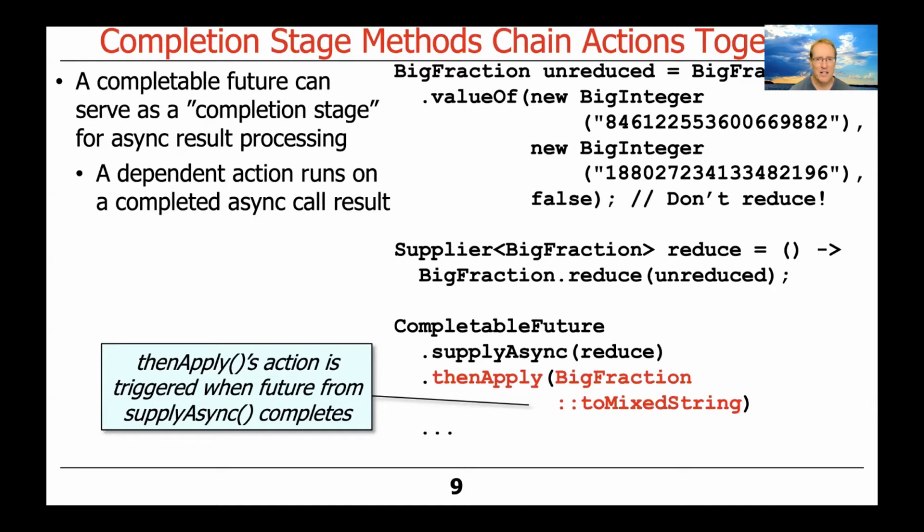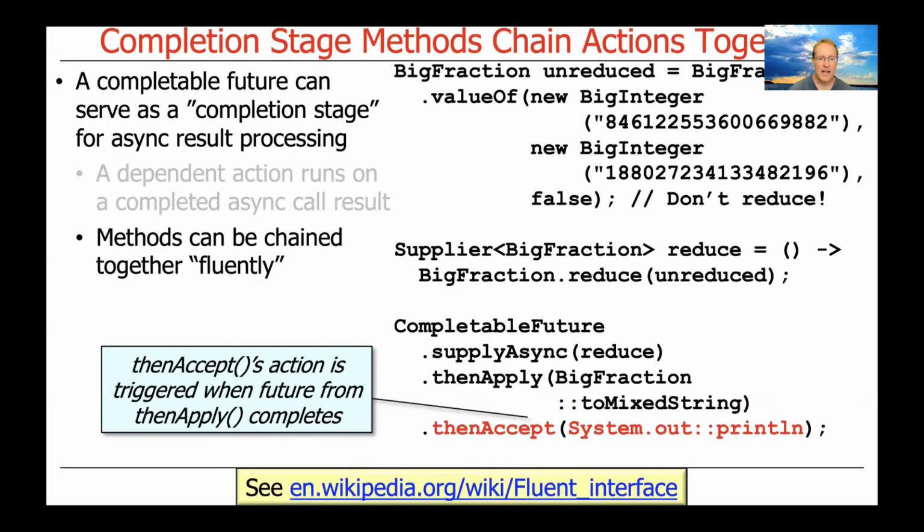As the name implies, it is going to be called when the previous stage completes. So when the CompletableFuture from supplyAsync is done, meaning that we've reduced the fraction, we then go ahead and apply the toMixedString method in order to convert the improper big fraction to a mixed big fraction. And then, just to continue on with our fluent chaining, we can apply yet another completion stage method, in this case one called thenAccept.